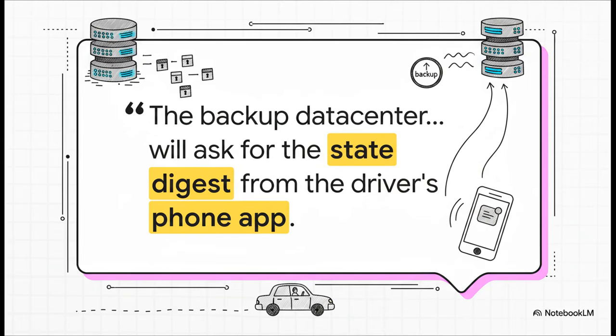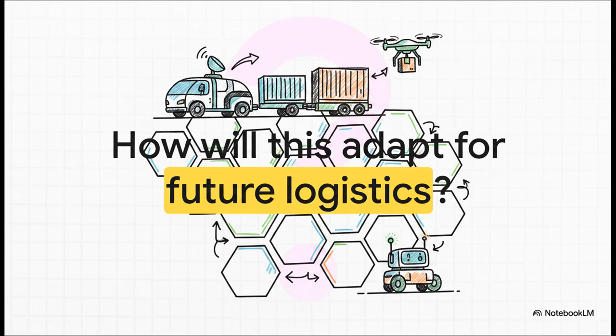Seriously? Throughout your trip, the backend is quietly sending tiny encrypted packets called the state digest directly to the driver's phone. If the whole system goes dark, the backup data center boots up, pings all the driver phones, asks for that state digest, and completely reconstructs the entire active marketplace in a matter of seconds. It's honestly genius. So, what does this all mean?